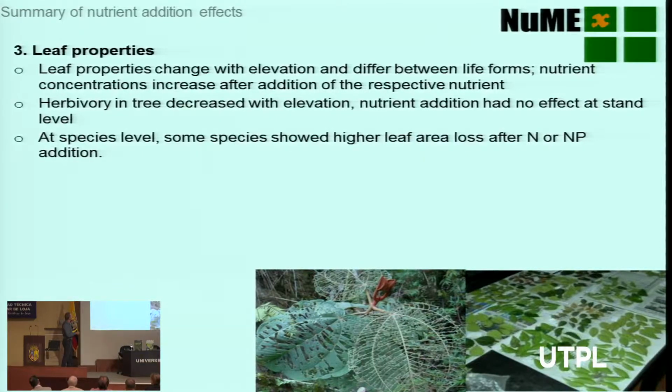To summarize the leaf properties, in general, leaf properties are changing with elevation and differ between life forms. Nutrient concentration increases after addition of the respective nutrients. But in herbivory, there's no strong effect of nitrogen addition or phosphorus addition, only in single species. At the species level, we find a different effect. So it's the same as in tree growth, that we find in leaf properties only an effect on the species level. Species differ in their responses.